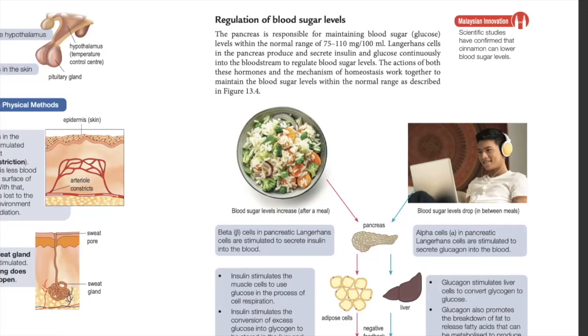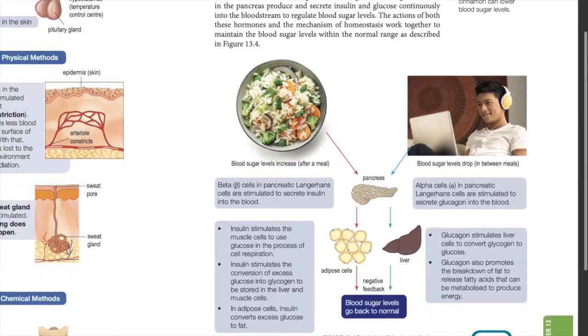So what will happen is that, you see here, the beta cell in the pancreas. So this is the pancreas. Because we know that pancreas is an organ, for sure it has cells. In the pancreas, there are two types of cell you should know. The first one is beta cell, the next one is alpha cell.